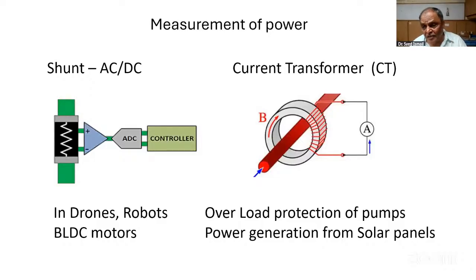It's used in, for example, drones and robots; all of them are shunt BLDC motors. They use a shunt, which they call a resistor. The second one is a current transformer, which is used for high loads, like solar pump power, to measure how much comes in. It uses a current transformer, CT they call it.